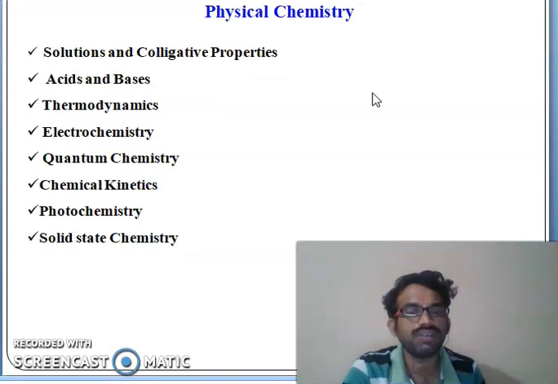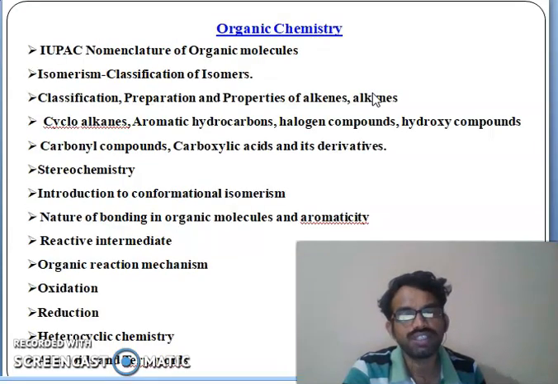Now we will move on to organic chemistry. You can see organic chemistry has somewhat more topics you need to cover for preparation of JL. IUPAC, International Union of Pure and Applied Chemistry, nomenclature of organic molecules and isomers, classification of isomers, preparation and properties of alkenes, alkynes, arynes, they will ask you, and cycloalkanes and aromatic hydrocarbons, halogen compounds, hydroxy compounds. You can see the carbonyl compounds, carboxylic acids and their derivatives. And next, especially in organic chemistry, stereochemistry is more important.